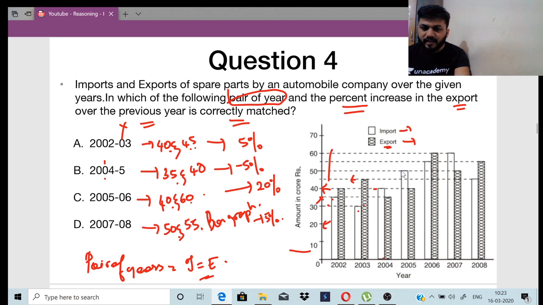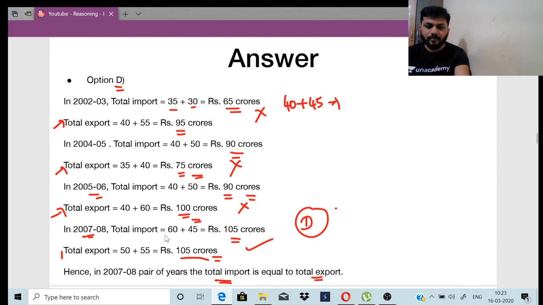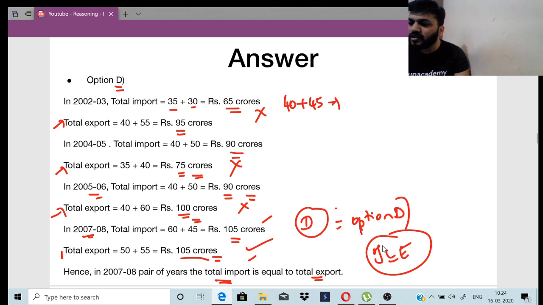Okay. See here, 40 and 50, which is 90 crores. Not equal. Coming to C, 5 and 6. Import is 50, right? Here it is 60. 50 plus 60, 110. And it is 100. Not equal. 7 and 8. So 7 and 8, 50 plus 55, right? 110. So here it is same. So both are same. 50 plus 55, 105. 60 plus 45. दोनों सही है. So option D, right? Where the import is equal to export. So that is what the question is.